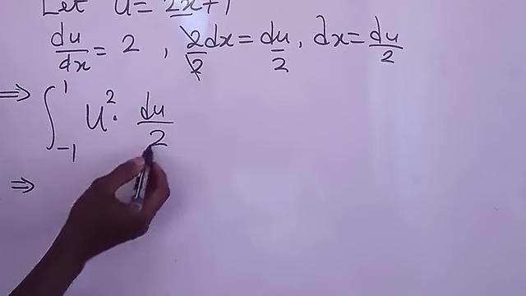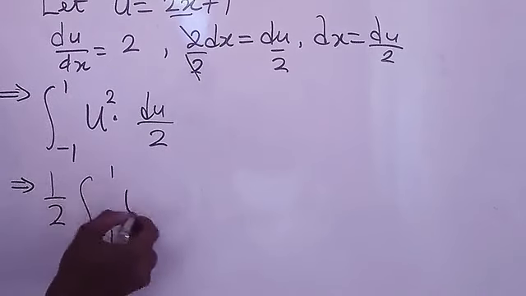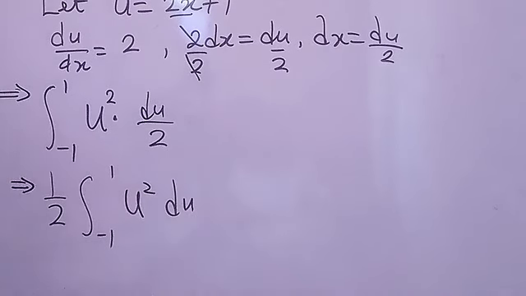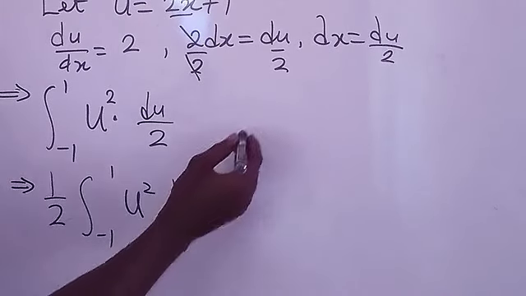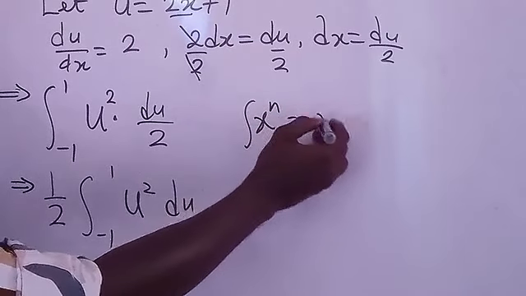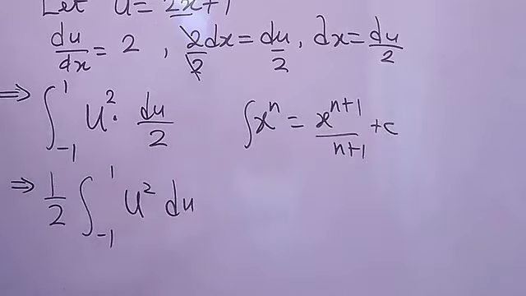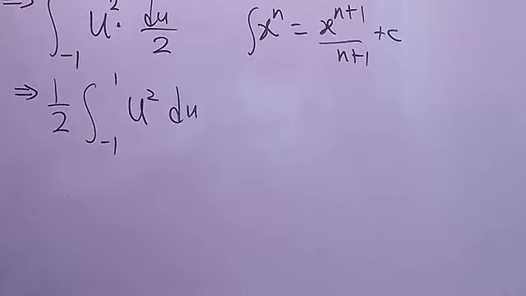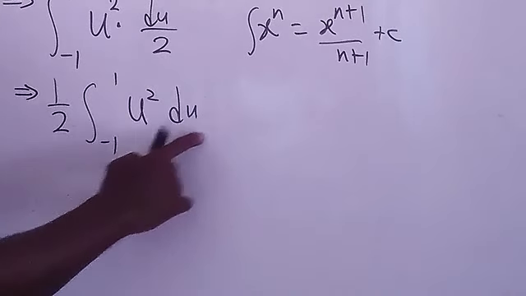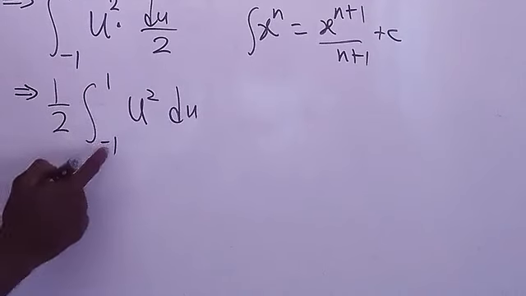These two is found at the denominator, so we can bring it out because it is a constant, from minus 1 to 1, then u squared du. Now, if you remember, I told you that if you have the integral of x to the power of n, this is going to be x to the n plus 1 over n plus 1, plus c. But here the c is just the constant of integration, and we are not going to put the constant of integration here, because what we are given is a definite integral with upper and lower limits.